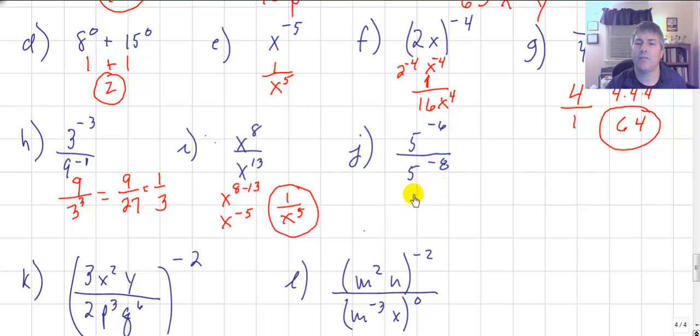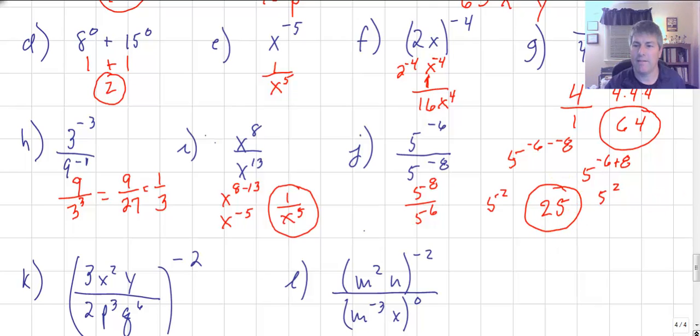5 to the negative 6 over 5 to the negative 8. We could flip that if we want and make that 5 to the 8th over 5 to the 6th. We could also make that 5 to the negative 6 minus a negative 8, which is 5 to the negative 6 plus 8, which is 5 squared. Or we look at this, 5 to the 8 over 5 to the 6, that's also 5 squared. Either way you slice it, our final answer is 25.